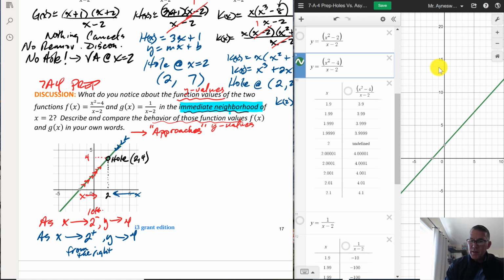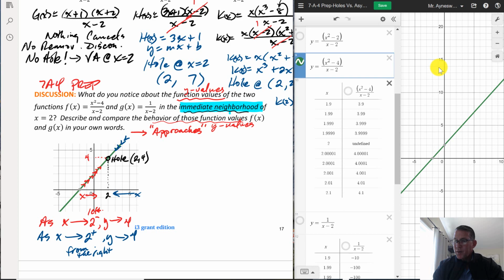So this is what we say about describing and comparing the behavior of the function values. Function values meaning y values. Where do they approach? And if they approach something, what is it? And if it doesn't approach anything, then it's probably going to be either positive or negative infinity. Now, to see that numerically, what we're going to do is create a table, which I did right here.